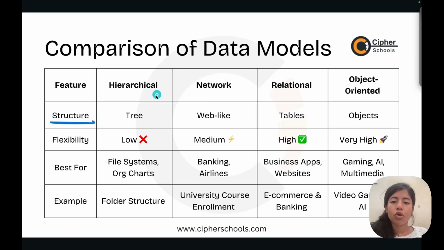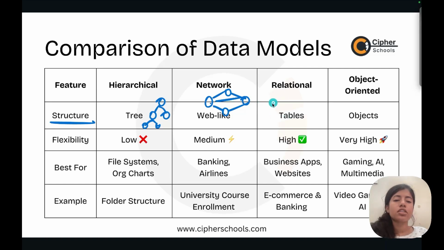The hierarchical model has a tree kind of structure where one parent has multiple children, but one child can have only one parent. Now the network model is a web-like structure. It supports many-to-many relationships, and we can have multiple paths from one node to another. So one child can have multiple parents, and one parent can have multiple children.